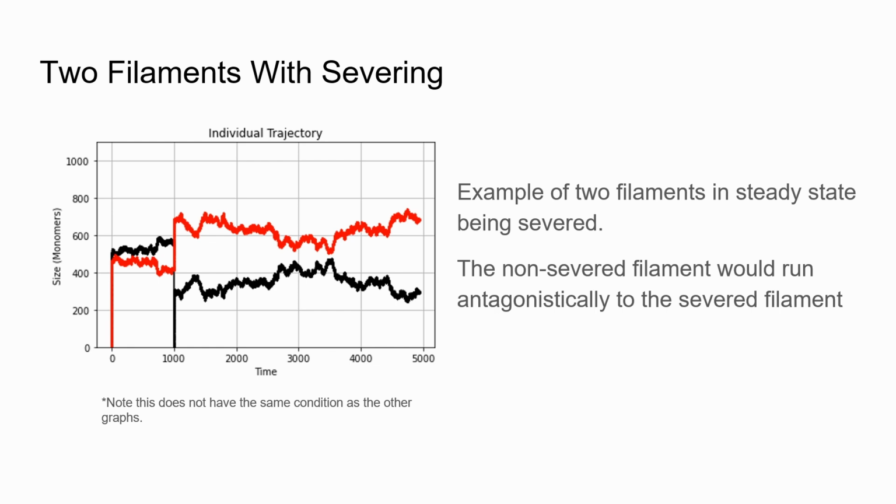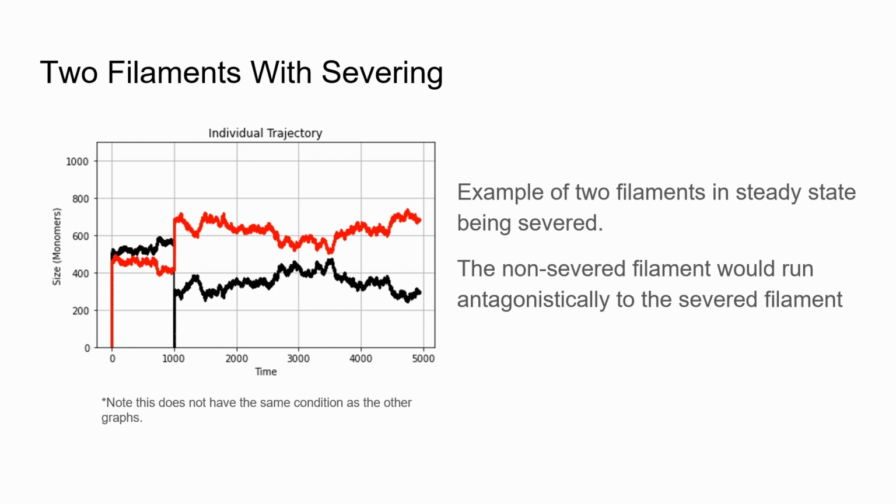Now let's get to the severing experiments. This is a 2-filament model with severing. As you can see from this graph, one filament was severed at time 1000, which is the black one. After the severing, both the filaments will start growing again, and both will reach a point where they start swapping monomers with each other, which leads to anti-correlated fluctuations.